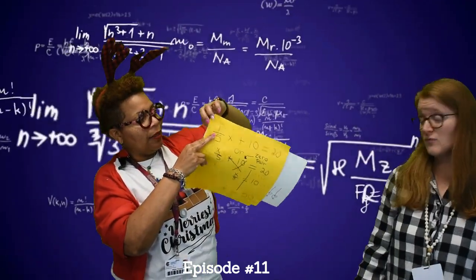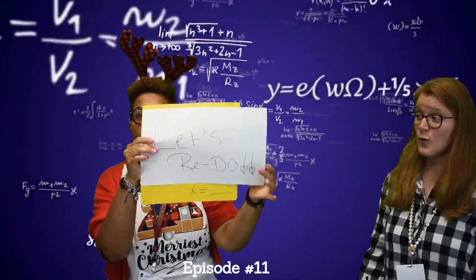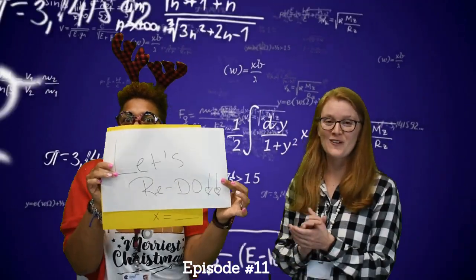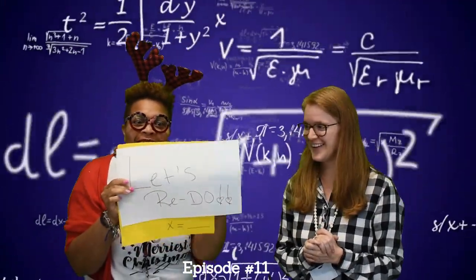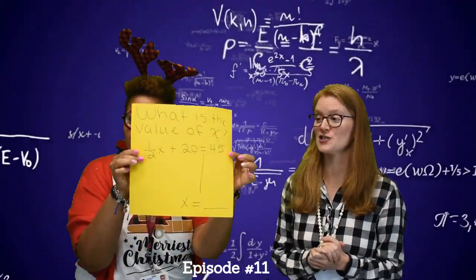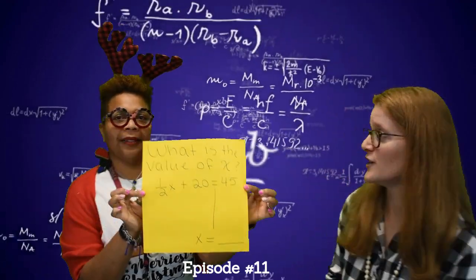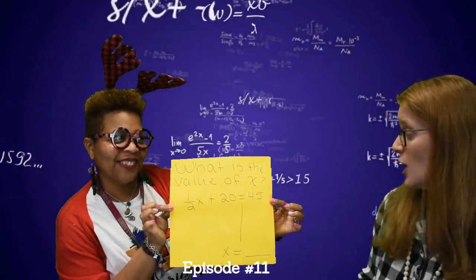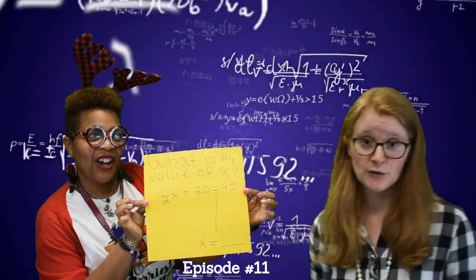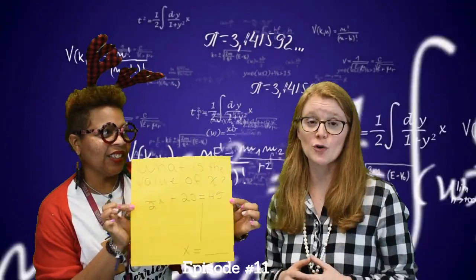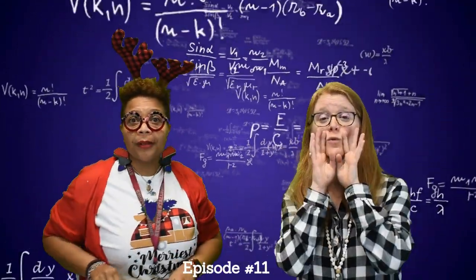Let's redo. Let's see if what we just taught you actually pays off. Here's your new question: what is the value of x? 1/2 x plus 20 is equal to 45. You know the routine. Show your work and meet us in 2109.